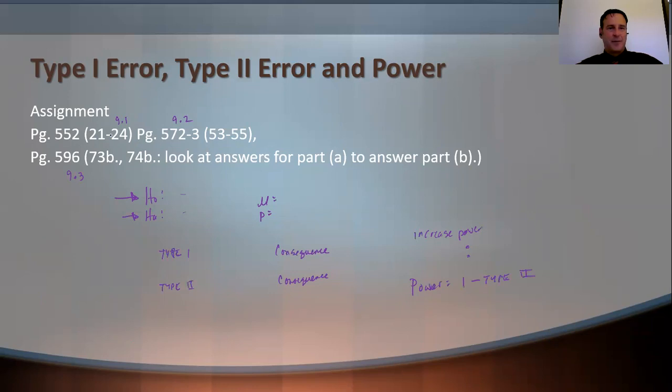Okay, so there's a couple problems in each section. It looks like there's 4 there, there's 3 here, there's 2 here. Look for these answers for part A to help answer 73B and 74B. That's really just looking at the null and the alternative and deciding after you did those 5 steps, did you reject the null or not? And then you can move forward in deciding what type of error may exist for that respective problem.